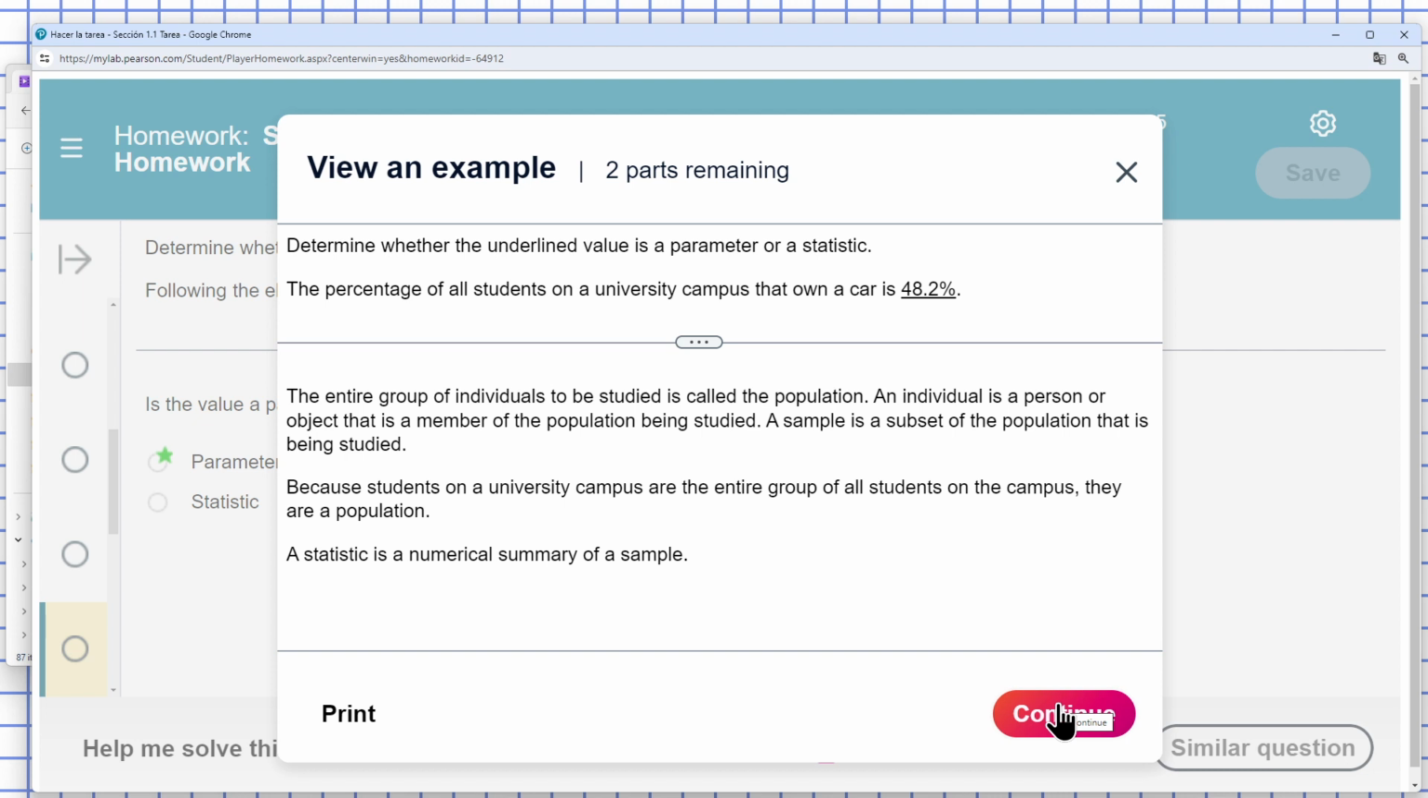A statistic is a numerical summary of a sample. A parameter is a numerical summary of a population. In this case here, we're dealing with a population, so this number represents a parameter.